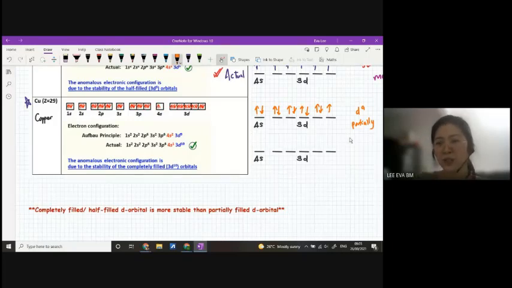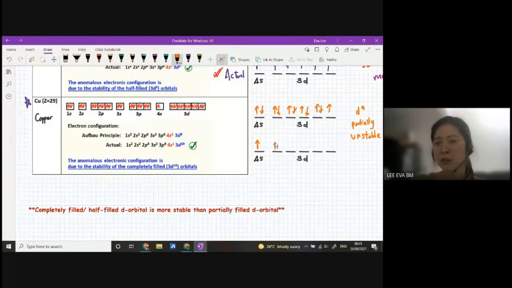So the partially filled orbital is unstable. In order to achieve stability, we need to rearrange the electrons. Altogether over here, we have 11 electrons. Susun balik sajalah. Okay, so macam mana nak susun? 4s2, two electrons complete, also stable. Half-filled also stable. So kita pinjam satu elektron ini untuk letak kat 3d.